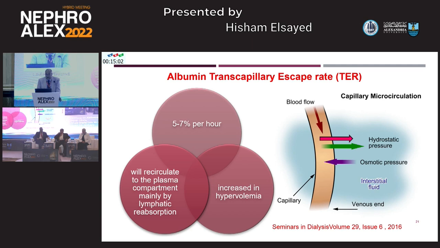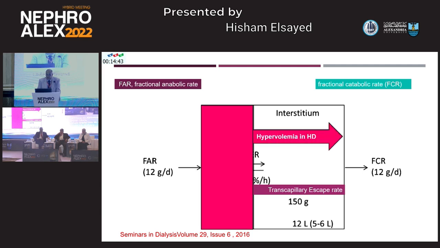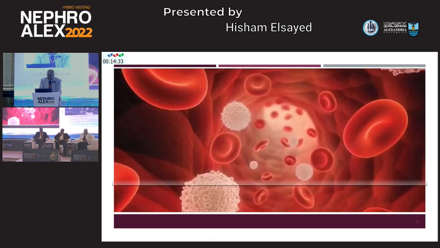Albumin transcapillary escape is 5 to 7% per hour, and increases in hypervolemia; it will recirculate to the plasma compartment mainly by lymphatic reabsorption. Inflammation increases the leak of the membranes, and in the interstitium there is an increased fractional catabolic rate. Hypervolemia in hemodialysis would induce movement of albumin from the intravascular to the interstitial space.